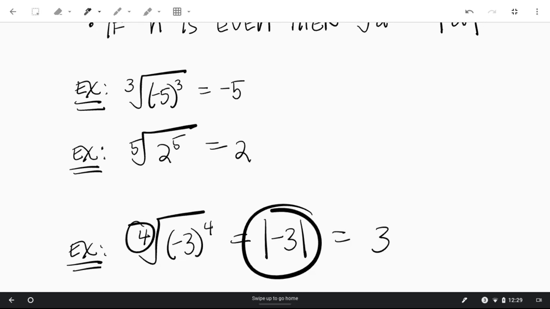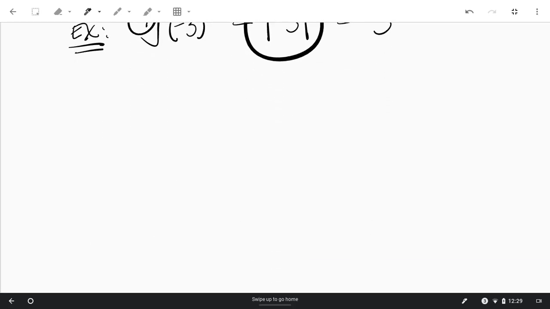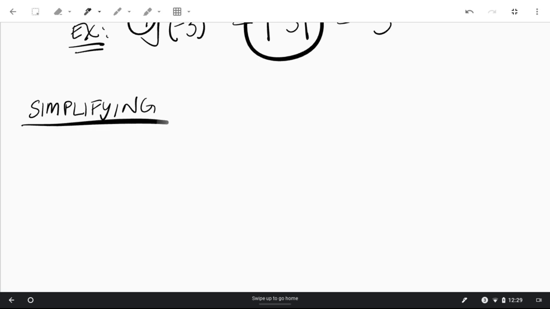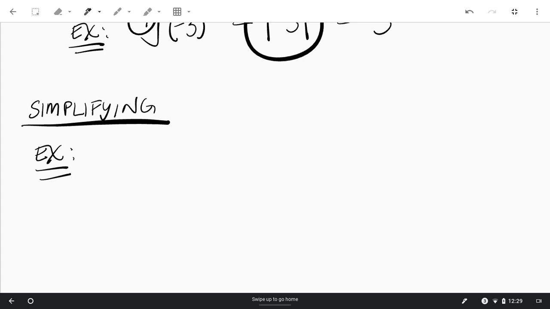Okay, now let's take a look at simplifying. All right, so let's take a look at this example here. Suppose that I have cube root of x to the fourth. There are different ways to go about this. If you learned a different method, that's perfectly fine. Whatever method you're comfortable with when you first learn these, that's fine.